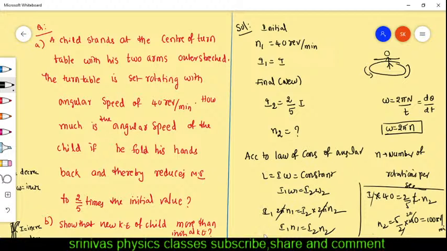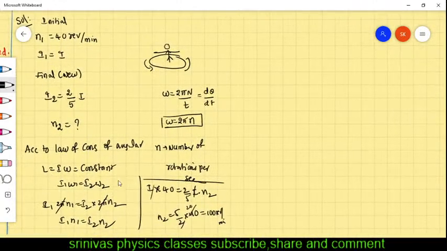Then what about the new kinetic energy? Show that the new kinetic energy is more than the initial kinetic energy. You can find out the initial kinetic energy and the final kinetic energy. Both kinetic energies you can find out.